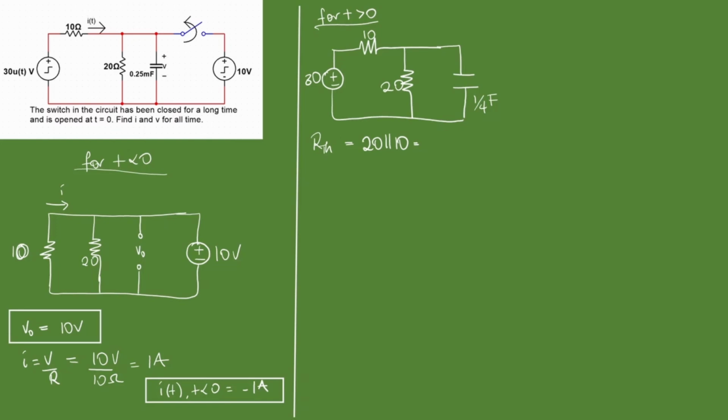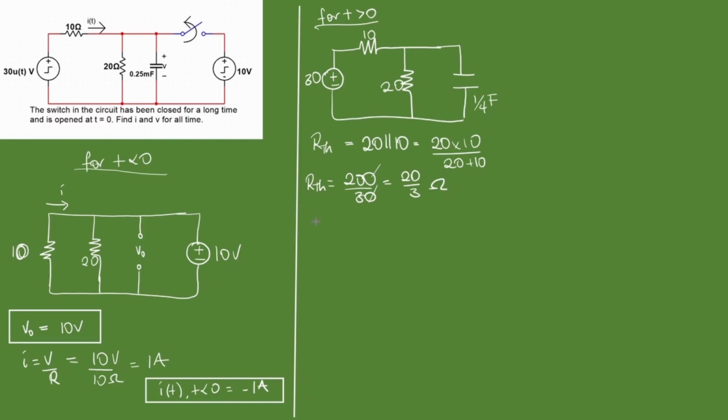You want to find the equivalent of two resistors in parallel. You do their product, RA times RB, all over RA plus RB. So 20 times 10 over 20 plus 10. Our Thevenin should be 200 all over 30, which is 20 over 3, pardon me. 20 over 3 ohms.